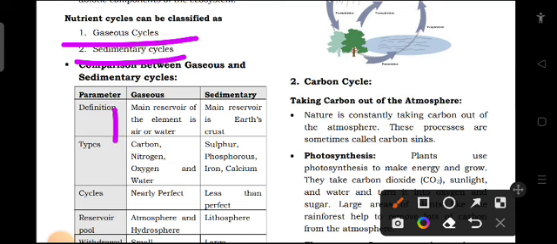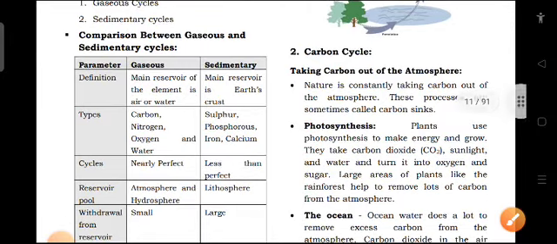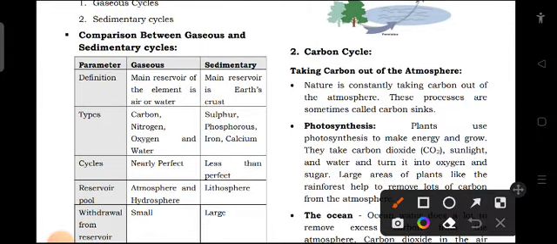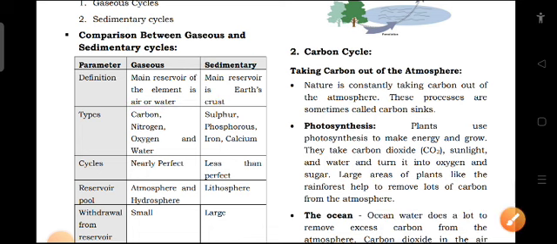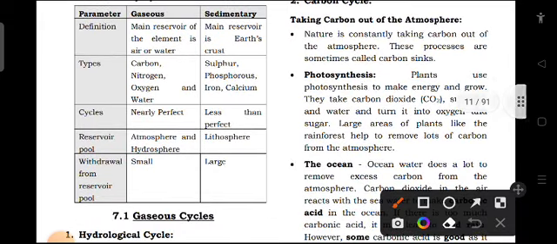Now these are the parameters, and here we will talk about the gaseous and here we will talk about the sedimentary cycle. First, the definition. Main reservoir of the element. Since it's gaseous, it has air or water as the main reservoir. Here sediment means the land or earth. So the earth's crust is the main reservoir. Now type. What are the types of gaseous cycle? We have carbon, nitrogen, oxygen, water. And in sedimentary we have sulfur, phosphorus, iron and calcium.